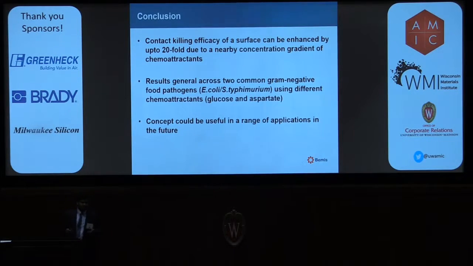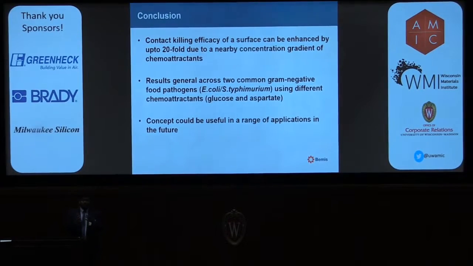So to conclude, the contact killing efficacy of a surface can be enhanced by up to 20-fold due to a nearby concentration gradient of chemoattractants. This was a proof of concept to show in general a principle that we can perhaps extend the efficacy of a contact killing surface to beyond its vicinity into a surrounding medium. These results were general across 2 common gram-negative food pathogens, and we used 2 different chemoattractants. And so this concept now could be useful in a range of applications in the future.